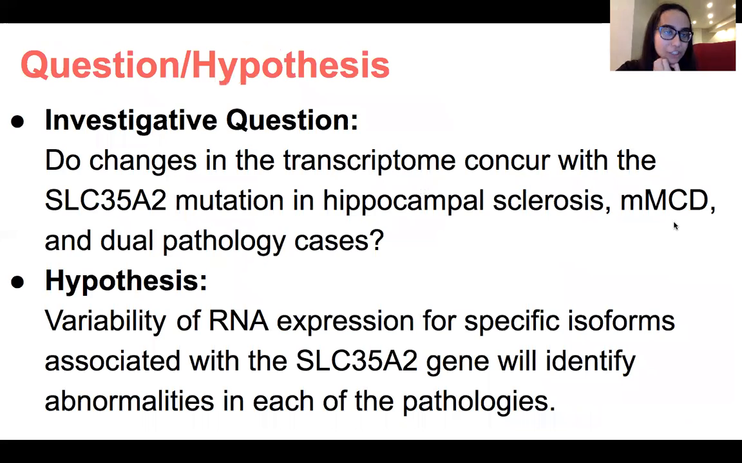So my investigative question is, do the changes in the transcriptome concur with the SLC35A2 mutation in the hippocampal sclerosis, MMCD, and dual pathology cases? And my hypothesis was that variability of the RNA expression for the specific isoforms, especially the ENST one that we have identified, are associated with the SLC35A2 gene, and they will identify abnormalities in each of the pathologies, which we have 3: MMCD, dual pathology, and hippocampal sclerosis.